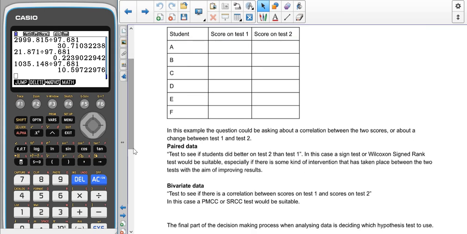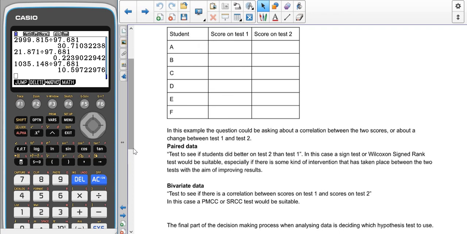If I had something like having a look at the correlation between the two scores, then I know that I'm treating it as bivariate data. Whereas if I was having a look for a change between test 1 and test 2, then I'm treating it as paired data, not bivariate data, and then I can do a sign test or a Wilcoxon signed-rank test on that. So paired data is usually about seeing if the student has done better in test 2 than test 1.